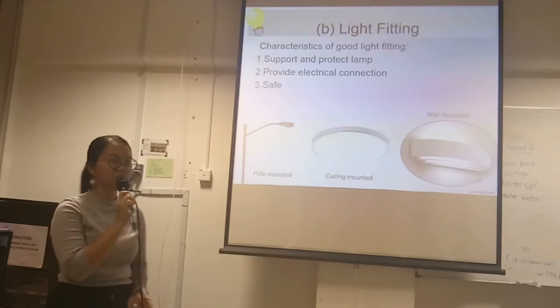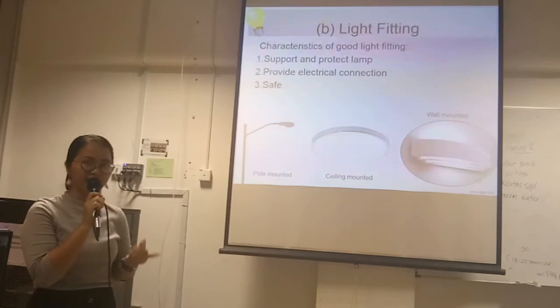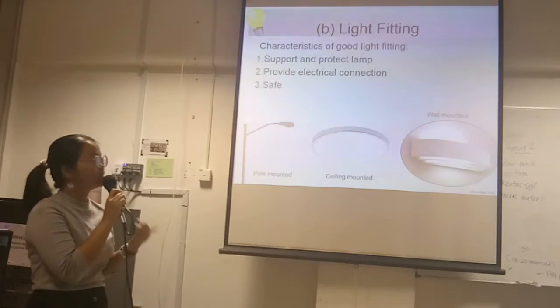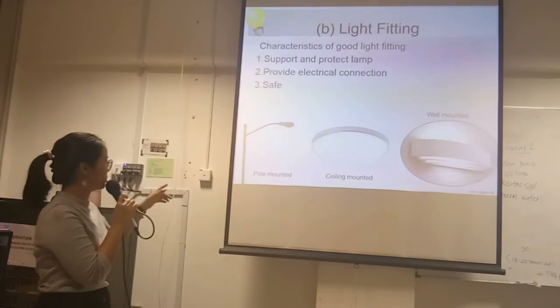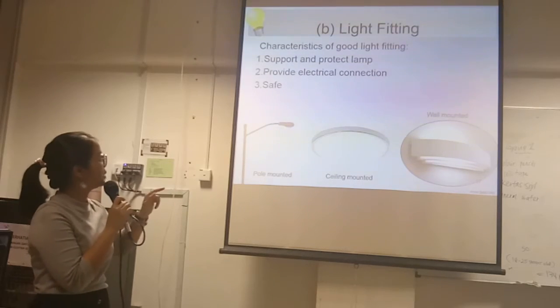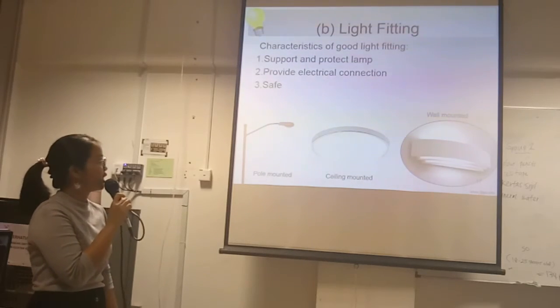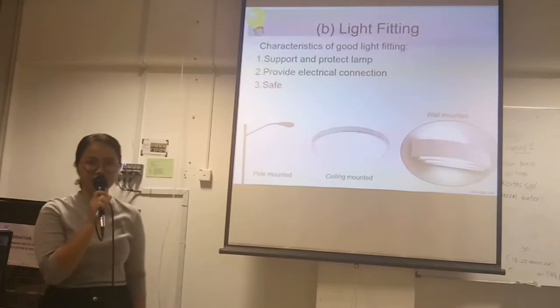Light fitting. The most important thing that we need to remember about the light fitting is we must know the characteristics of a good light fitting. It must have a good support and can protect the lamp. For example, here we have the pole mounted, ceiling mounted, and the wall mounted. And it must provide electrical connection, of course, in order for it to function and be safe.